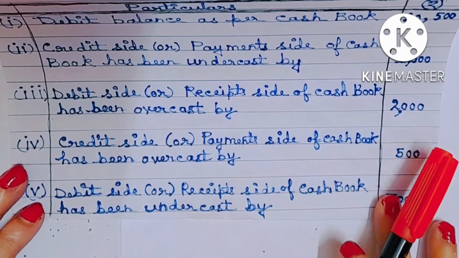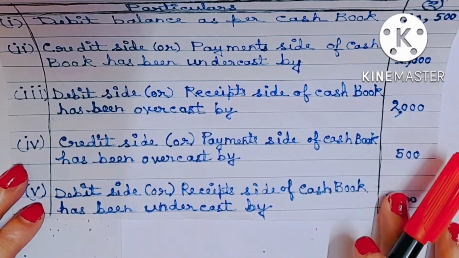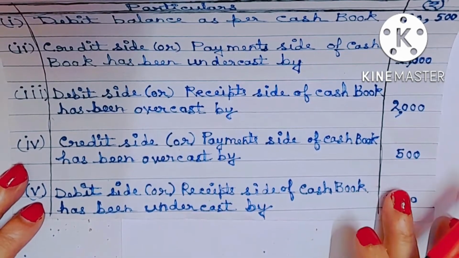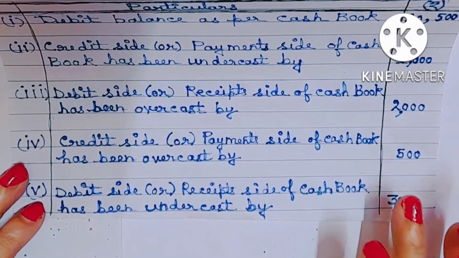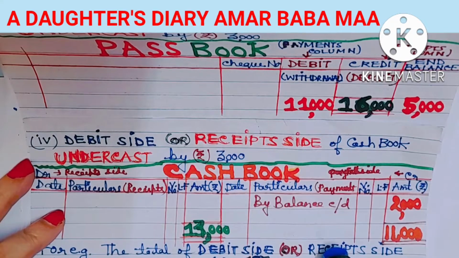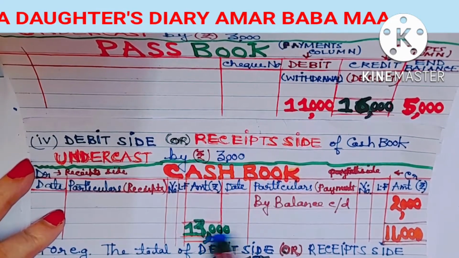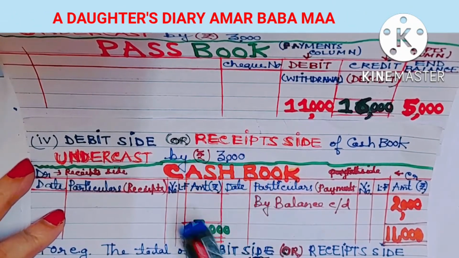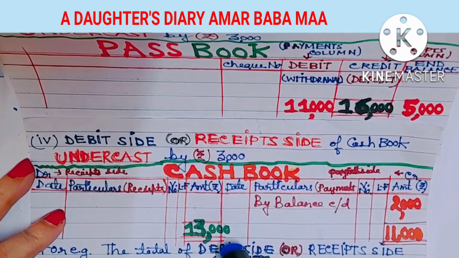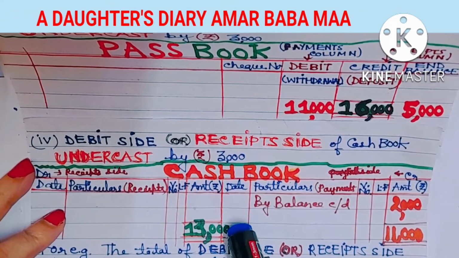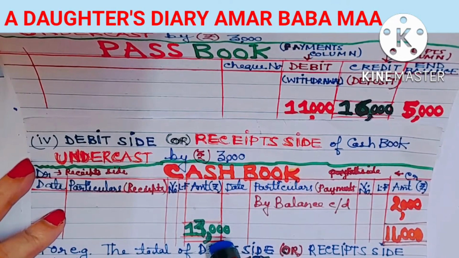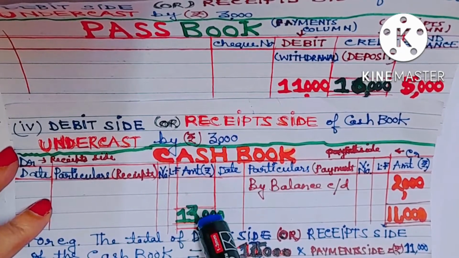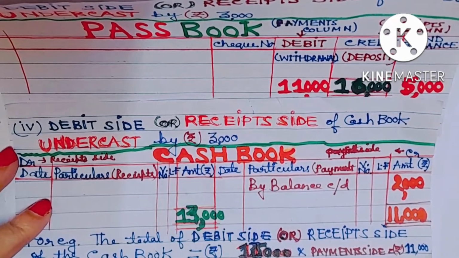Should we add this transaction or deduct this transaction? We have to add this transaction. First of all, let me explain why we are going to add these transactions with the help of a cash book and passbook. See here, the total of debit side or receipt side of cash book has been undercast by rupees 3,000. That is, the correct figure is 16,000. But by mistake, the businessman has totaled it as 13,000, which is wrong.